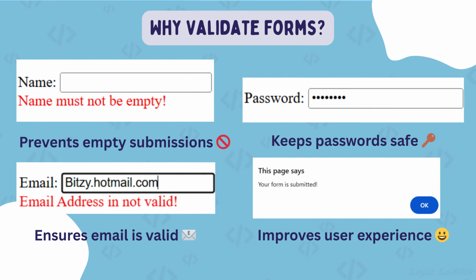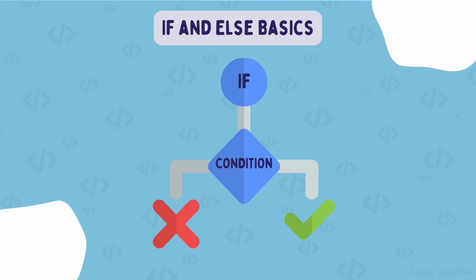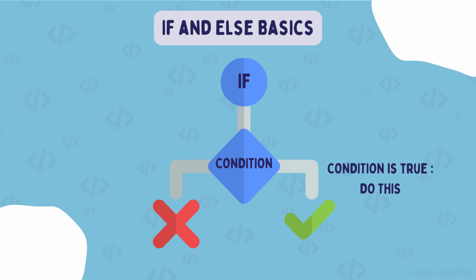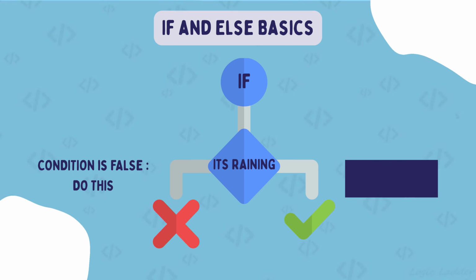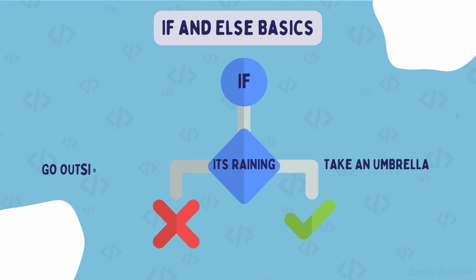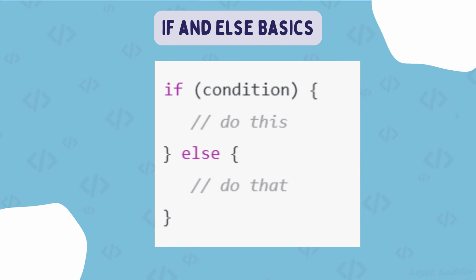Before we check inputs, let's meet a new friend, the if-else statement. Think of it like asking a question. If the answer is true, do one thing. Else, do something else. For example, if it's raining, take an umbrella. Else, go outside without one. In JavaScript code, it is written like this.